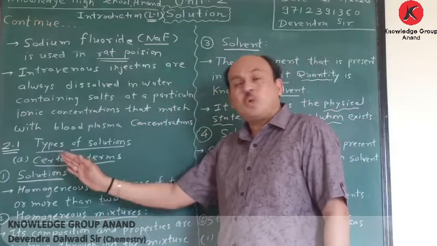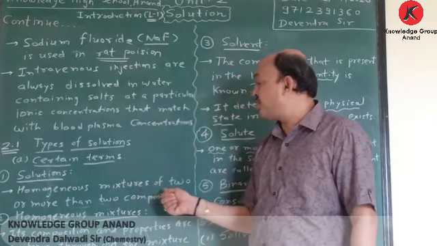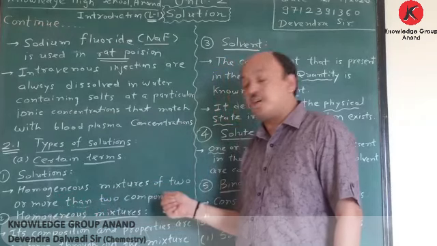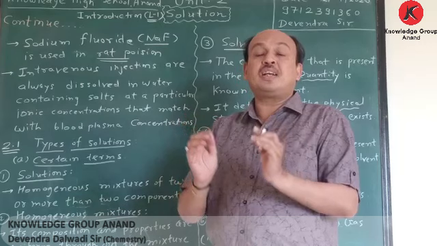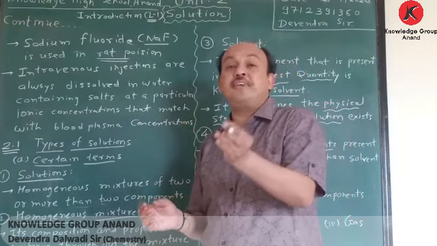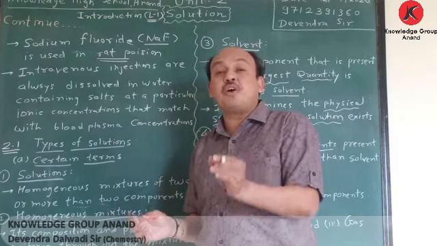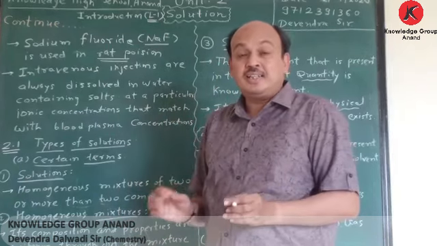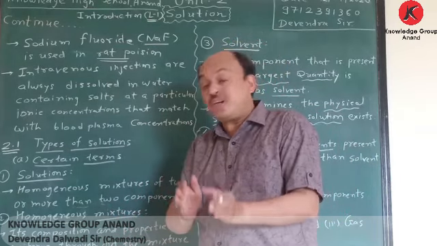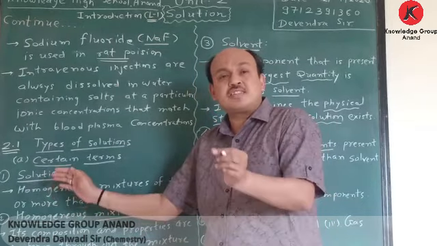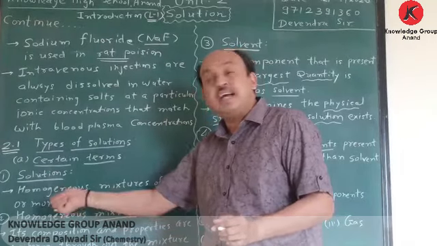Now, what is the meaning of solution? Solution is nothing but a homogeneous mixture of two or more components. Suppose we take one glass. In that glass, if we take 1 gram of glucose and dissolve it in 100 ml of water, then stir it, it is considered a solution. This stirring is required so that a uniform mixture is obtained.